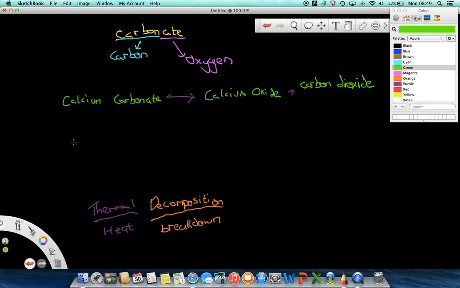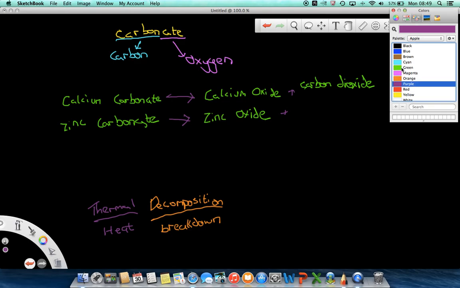So this could be any metal. We could say zinc carbonate. Okay, and again, much like that one with calcium, we could say that zinc carbonate goes to zinc oxide plus carbon dioxide. Okay, it doesn't matter what the metal is, so long as you always turn it into an oxide.